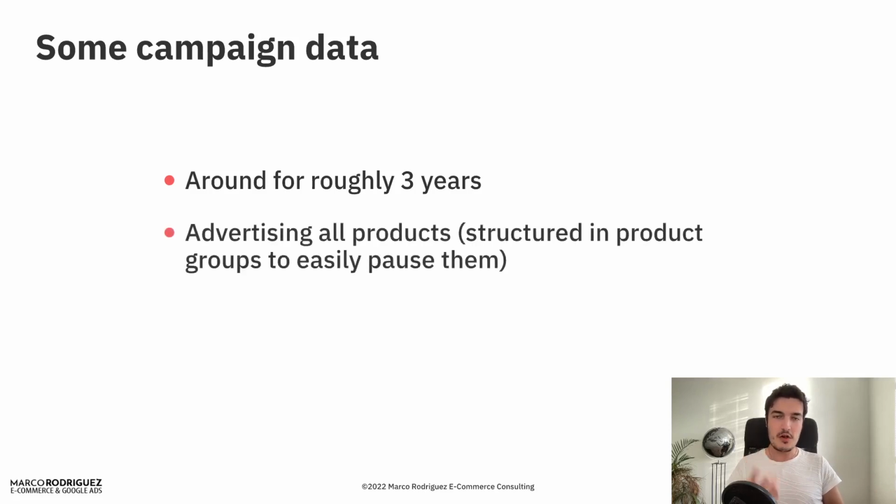It is advertising all the products in the store, as I said, a few thousand. And they are structured in product groups, so you can easily pause or unpause them. You can come in and say, okay, let's skip this product category for now. Let's pause it, let's not advertise it anymore, and put another one in. Inside the campaign itself, we segment very straightforwardly by the different brands and by different categories. So we have this double layer segmentation.